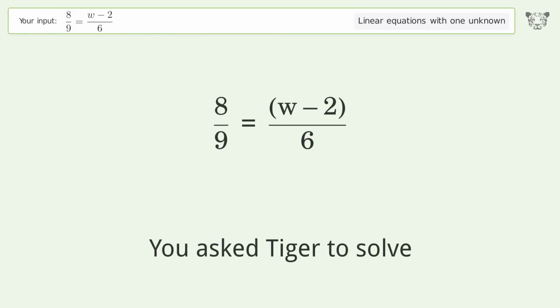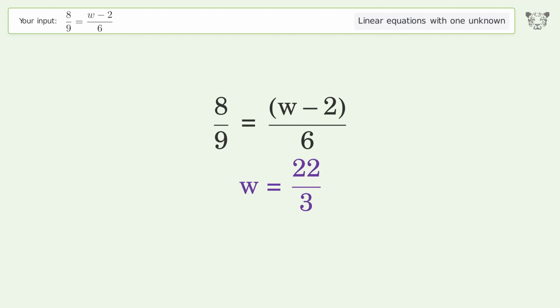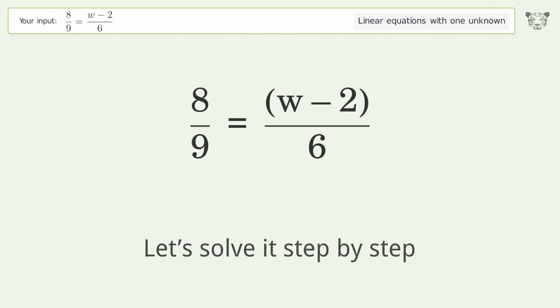You ask Tiger to solve this. It deals with linear equations with one unknown. The final result is w equals 22/3. Let's solve it step by step.